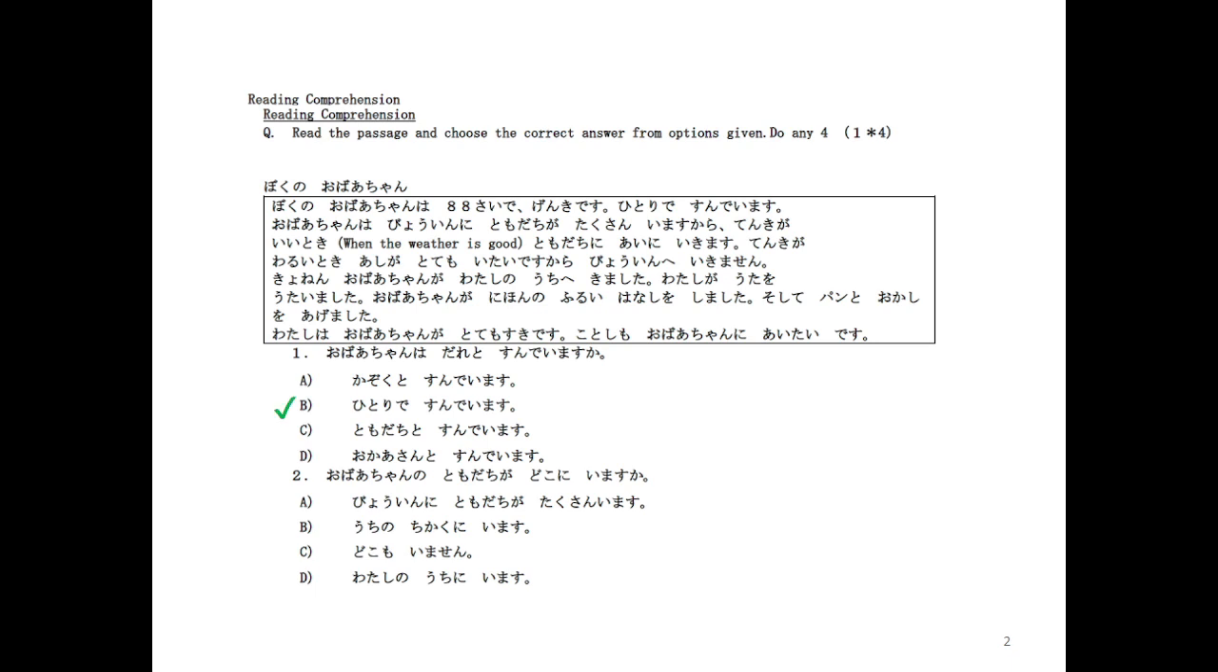Let us go to the second question now. The second question is, おばあちゃんの友達がどこにいますか? Where are her friends? The answer is 病院, which is hospital, which is option A. B is 家の近く, which is near the house. C is どこもいません, which means not present anywhere or present nowhere. And D is 私の家, which is my house. So what do you think is the correct option? The correct answer is option A.